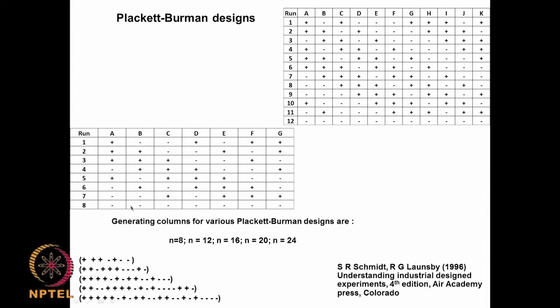Again, you have to cross check. See, it is also a symmetry, okay, balanced. 4 pluses, 4 minuses, 4 pluses, 4 minuses, 4 pluses, 4 minuses. Very nice. So I can screen 7 variables with 8 runs, it is very, very good.